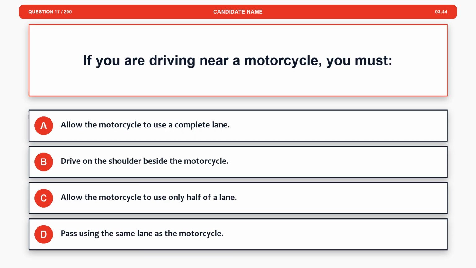Question 17. If you are driving near a motorcycle, you must. Option A. Allow the motorcycle to use a complete lane. Option B. Drive on the shoulder beside the motorcycle. Option C. Allow the motorcycle to use only half of a lane. Option D. Pass using the same lane as the motorcycle.